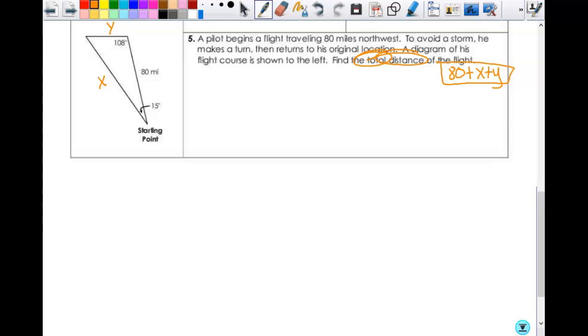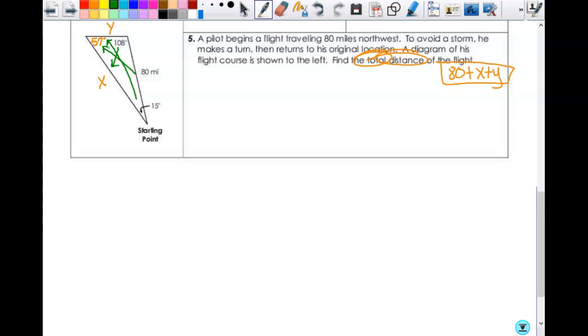So this 108 is across from x, right? This 80 is across from this angle that I don't have, and 15 is across from y. So right now, I just have 2 variables, so I need this angle, right? What is this angle right here? 57 with a question mark. Y'all agree with that? Yes? 57? Okay, there you go.